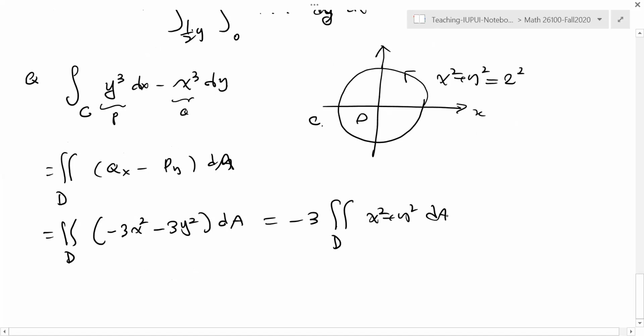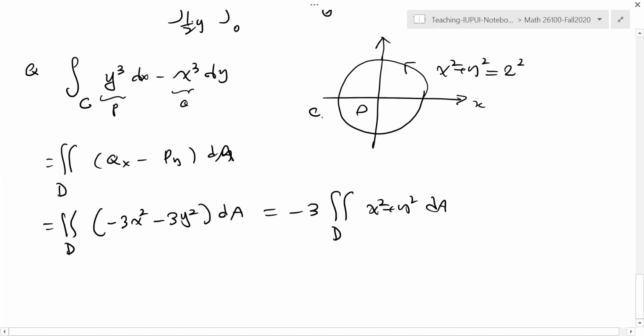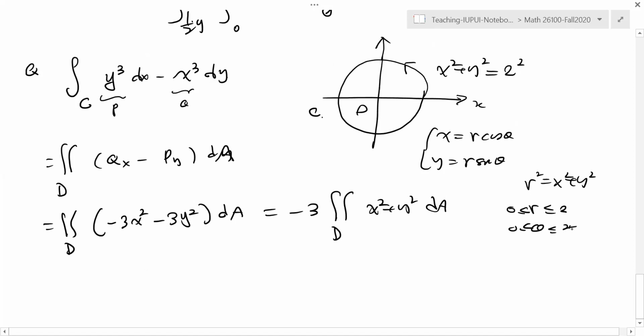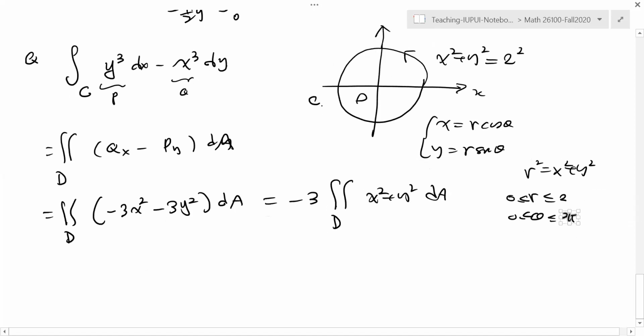And this is a double integral over the domain, a disk. So the best way to solve this problem is polar coordinates. So x equals r cosine theta, y equals r sine theta, so r squared is x squared plus y squared. r is between 0 and 2, theta is between 0 and 2 pi. Okay, so this is my D prime, right?